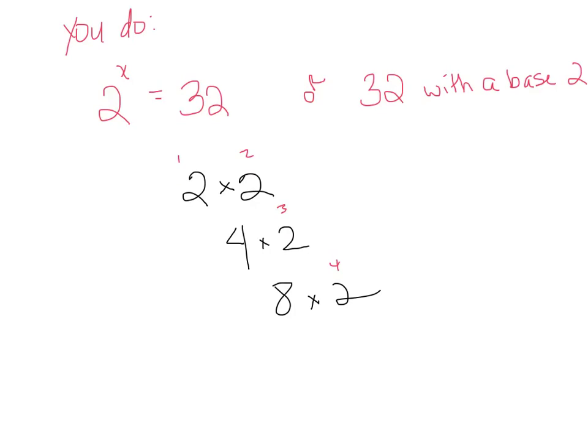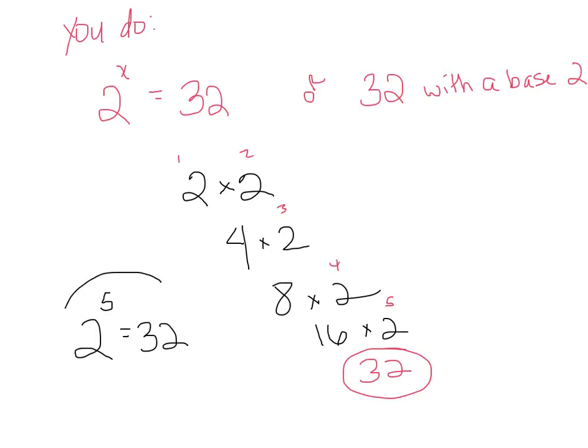And 8 times 2 is 16. Not yet 32. So I'm going again. Here's the 5th time I'm doing it. And 16 times 2 is 32. Ding, ding, I have a winner. So it took me 1, 2, 3, 4, 5 times in order to get to 32. So my answer then, I would just answer 2 to the 5th equals 32.